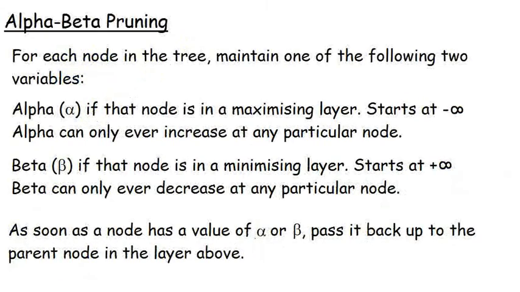However, there is one dodge that we can use to streamline the process slightly, and that's called alpha-beta. We use it to prune the number of branches and reduce the workload quite considerably.